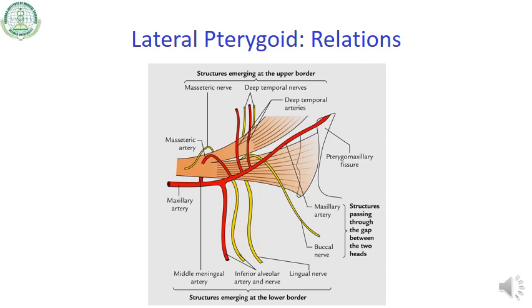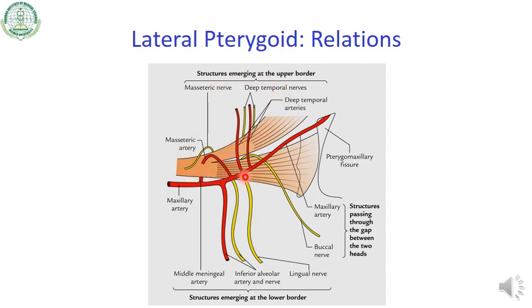Now what are the structures passing through the gap between the two heads? So you can see here, buccal nerve and the maxillary artery, terminal portion of the maxillary artery. These two structures are passing through the gap between the two heads, upper smaller and lower larger. Structures emerging at upper border are masseteric nerve, deep temporal nerve and deep temporal arteries. These are emerging from the upper border.